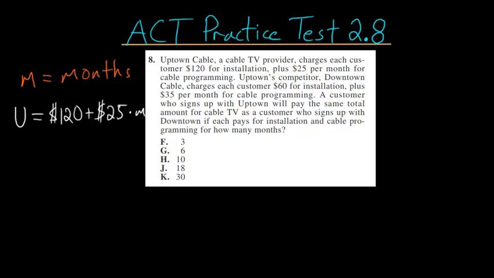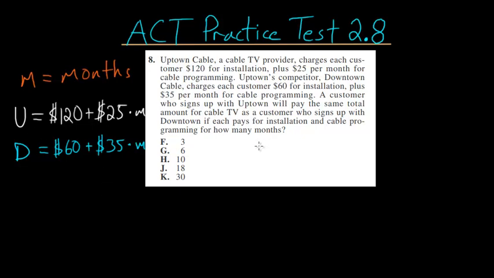So we have the cost for Uptown Cable, but let's find the cost for Downtown Cable, which we can denote with the letter D. So this is the cost for Downtown Cable. And for Downtown, the installation cost is $60, but then you have to pay $35 per month for the cable programming. So our fixed cost is this $60, but then our variable cost is going to be this $35 per month, or $35 times M. So we now have the cost for Uptown Cable and for Downtown Cable.